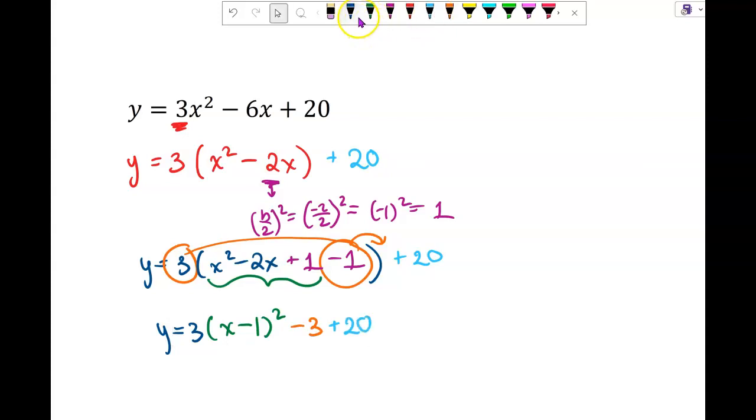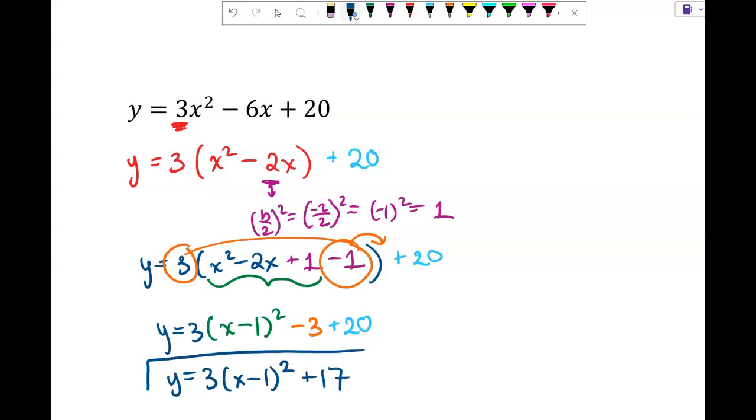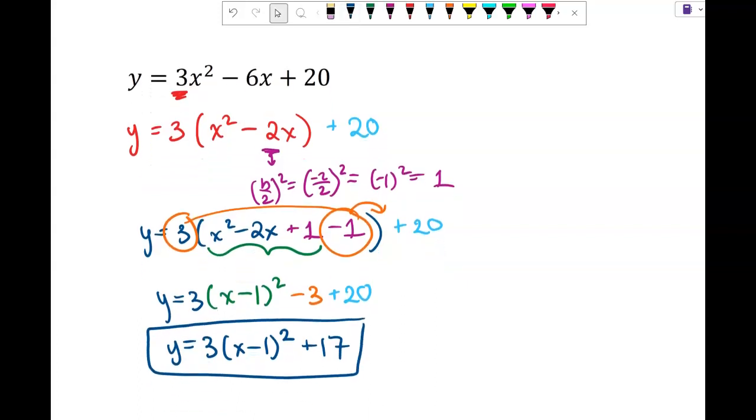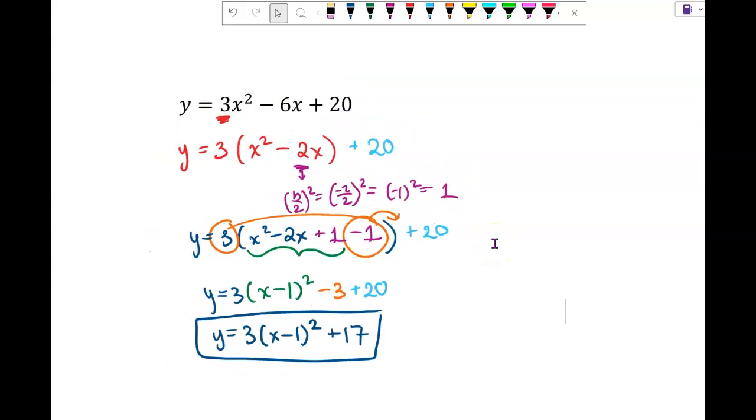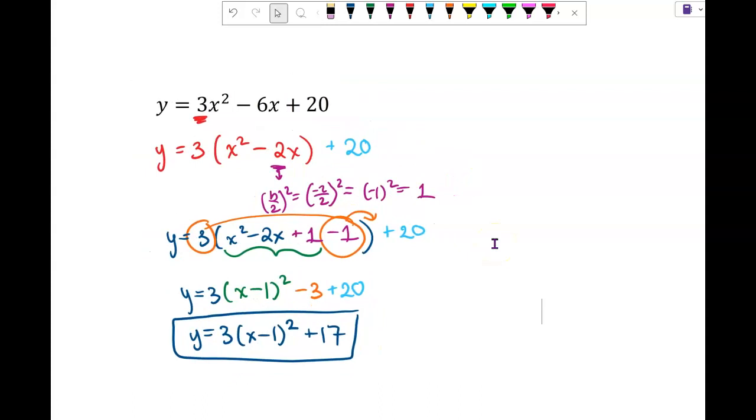And so my final equation will become y equals 3 bracket x minus 1 squared, minus 3 plus 20 is positive 17. And so my vertex form of my quadratic in this case is y equals 3 bracket x minus 1 squared plus 17. If I plug this in and I plug in the original equation, I would get the same graph. All right, remember, now let's just take a minute to talk about why we are doing this. Why are we transforming standard form to vertex form?